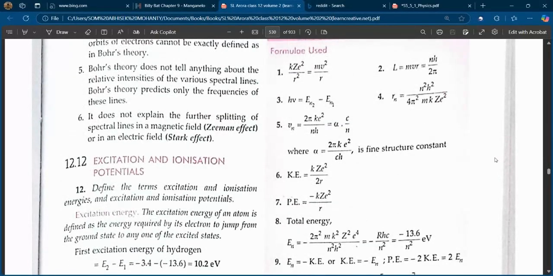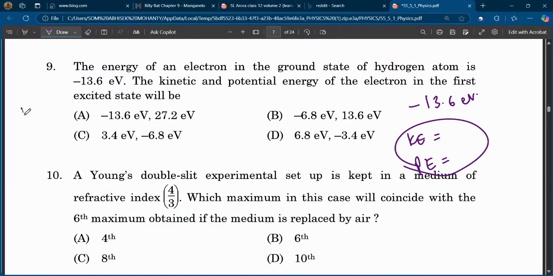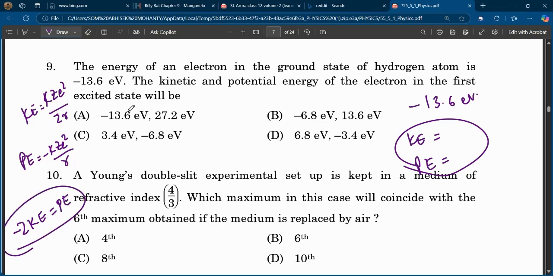Okay, what is the expression for kinetic energy? Just tell me. The expression for kinetic energy is kZe square by 2r, right? The expression for potential energy is minus kZe square by r. Right? So from there you will see the relation between kinetic and potential energy: minus 2 times the kinetic energy gives you the potential energy, isn't it? So check, minus 2 of kinetic energy is giving the potential energy.